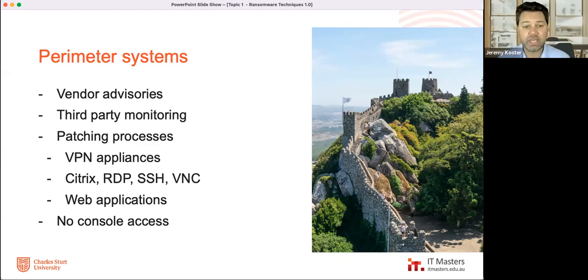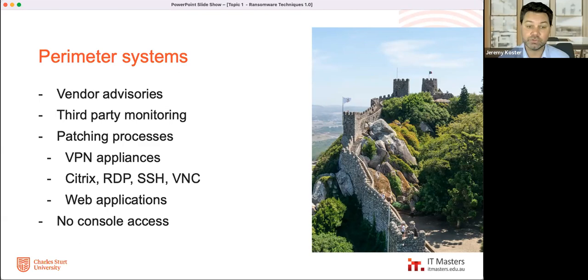And there's this idea of no console access from the internet. Getting console access gives a lot of privileges. By console, I mean Citrix, RDP, SSH, VNC. If you get onto a box in your corporate network from outside without the proper authentication and being able to prove who you are to the system, then that is dangerous as well. So we limit console access.